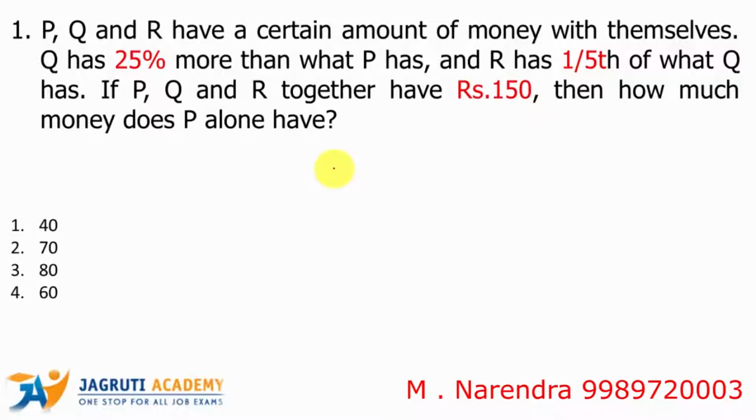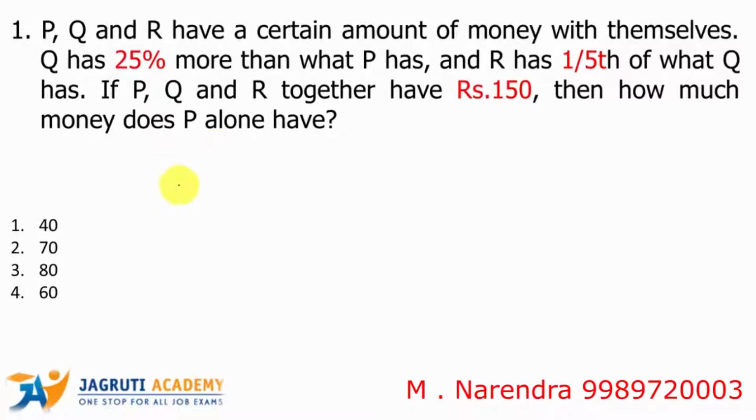Question number 1, where there are 3 people P, Q and R and the ratio of the amount with them is given here, because it says that Q has 25% more than what P has. So that means we have a P and Q ratio, and R has 1/5 of what Q has. Again we have an R to Q ratio, so we can find out the continued ratio between P, Q and R.